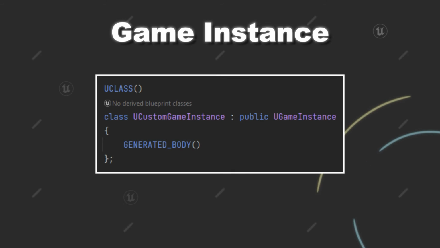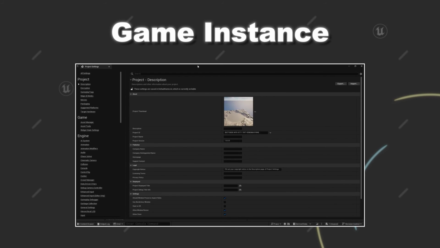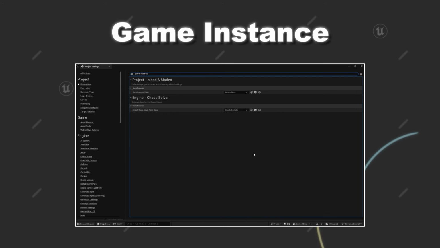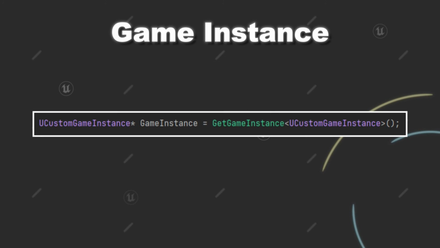Obviously, you can override the basic game instance class and create a more specific game instance for your game. If you have created your custom game instance, you can change it in the project settings. Just search for game instance and then you can assign your custom game instance class to the game instance class that will be used for your game. And now every time you call getGameInstance, you can cast the returned instance to your custom class.